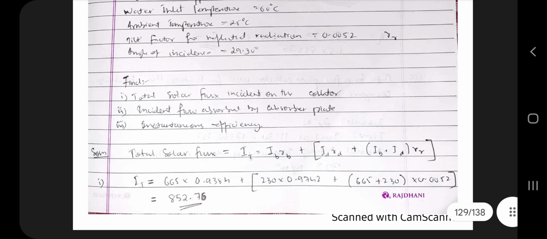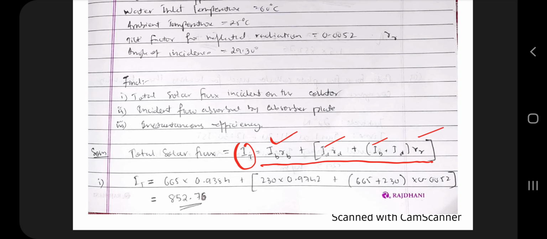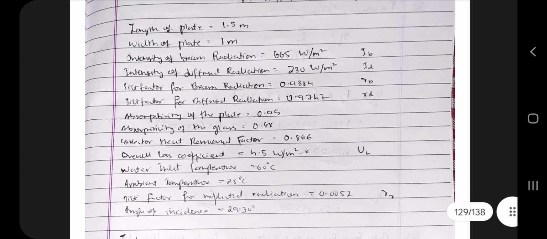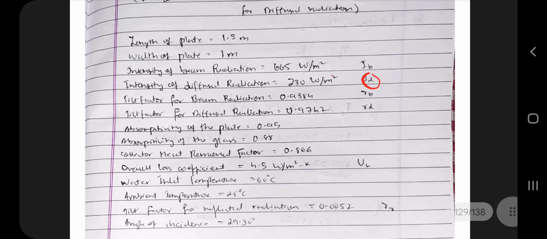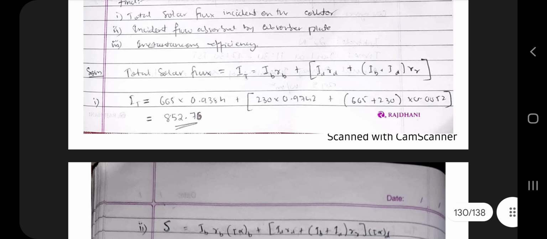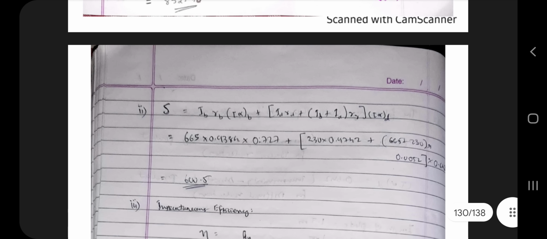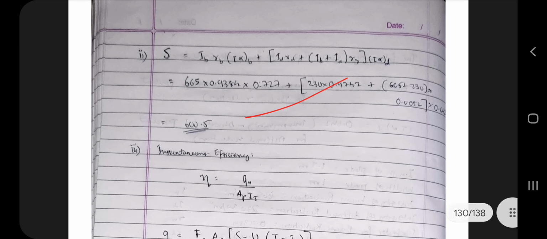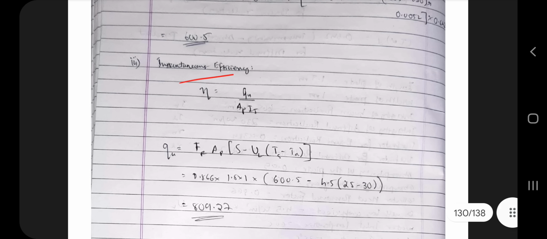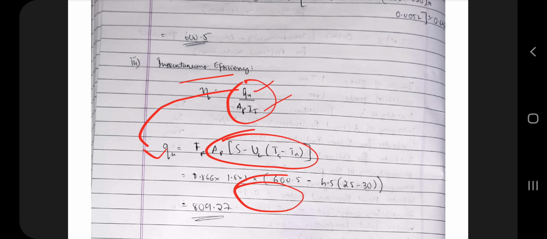The equation for total solar flux is given here, and these values are given to us. If you go through the list, for example, where is ID given? If you ask me, I'll tell you the ID is given here. In the question they will be given, you just have to substitute these values and find the answer. Same goes for this one also, you just have to memorize the formula. For instantaneous efficiency, the terms are expanded and written here, you can easily do it.